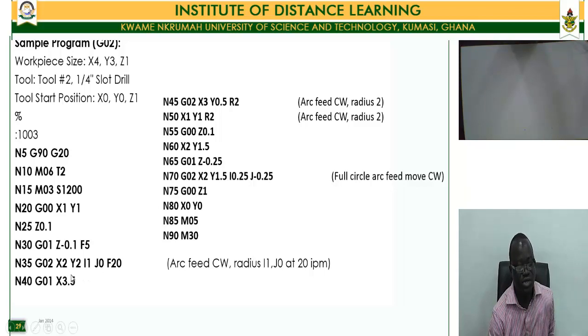Then this is showing that the radius is determined by the difference between the start point and the center point. So we can use this to actually find a center point coordinate by doing a simple evaluation, and we can get that. But what we want to do now, we are not just executing the commands, we want to understand what the commands are. So it means that it will move to the end coordinate, which is X2, Y2, with this radius I1, J0 at a feed rate of 20 inches per minute.